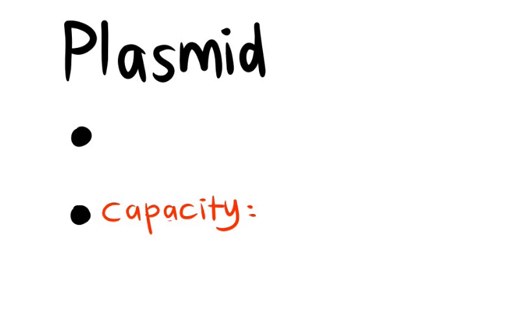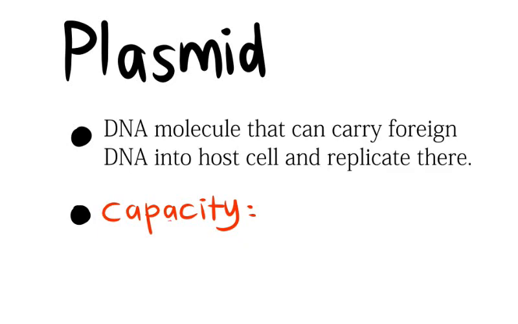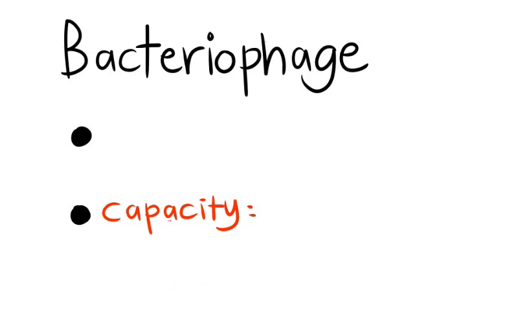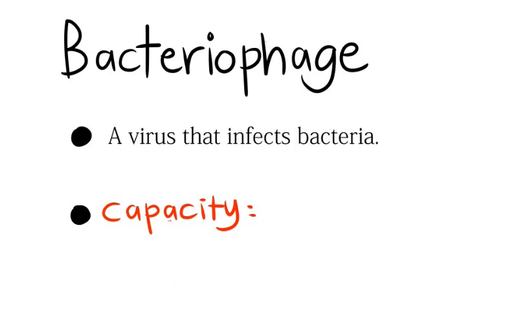There are some DNA cloning vectors that we can use. As an example, we can use plasmid. Plasmid is a DNA molecule that can carry foreign DNA into a host cell and replicate there. The capacity to carry insertion sites is 1 until 10 kilobase. Next, we can use bacteriophage. Bacteriophage is a virus that infects bacteria. The capacity to carry insertion size is 8 until 20 kilobase.